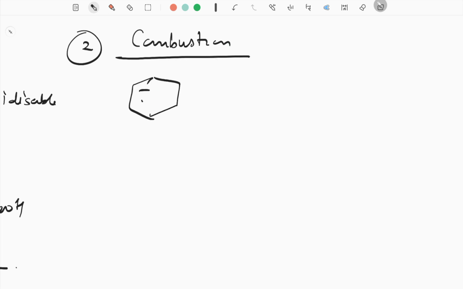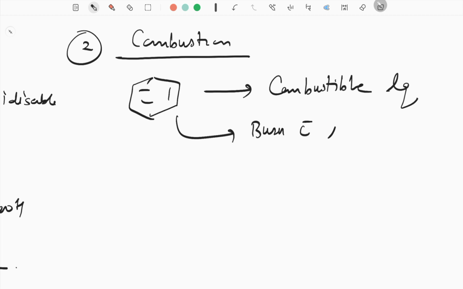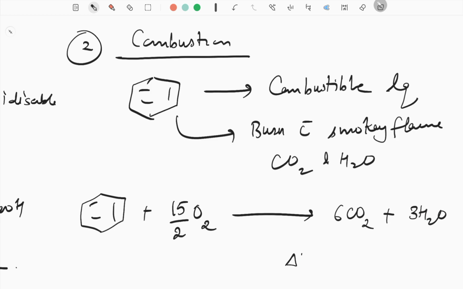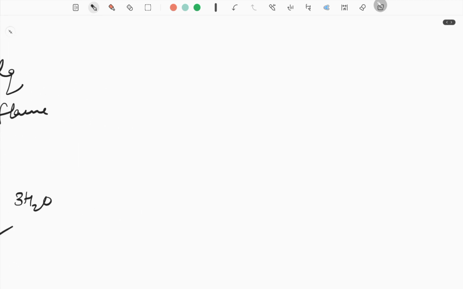You know that benzene is a combustible liquid, burning with a smoky flame, releasing CO2 and water. So benzene with 15 by 2 oxygen molecules gives 6 CO2 and 3 water, and here delta H is negative. That means it is an exothermic process that releases a large amount of heat. And third one is, before the third one, combustion under controlled conditions.